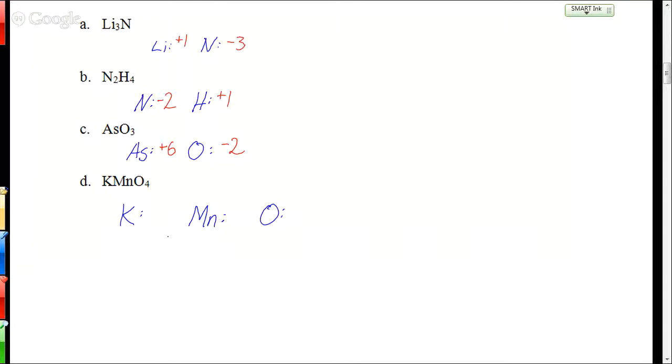So, what kind of charges should we be sure of on this one, or at least more sure of? Yeah, potassium is going to be +1. What else? Oxygen is going to be -2. So then that leaves us to calculate the manganese charge. And what have you come up with for that? +7, right? So you can see this is actually why this is such a strong oxidizing agent. It has a very, very high oxidation state for manganese, +7.